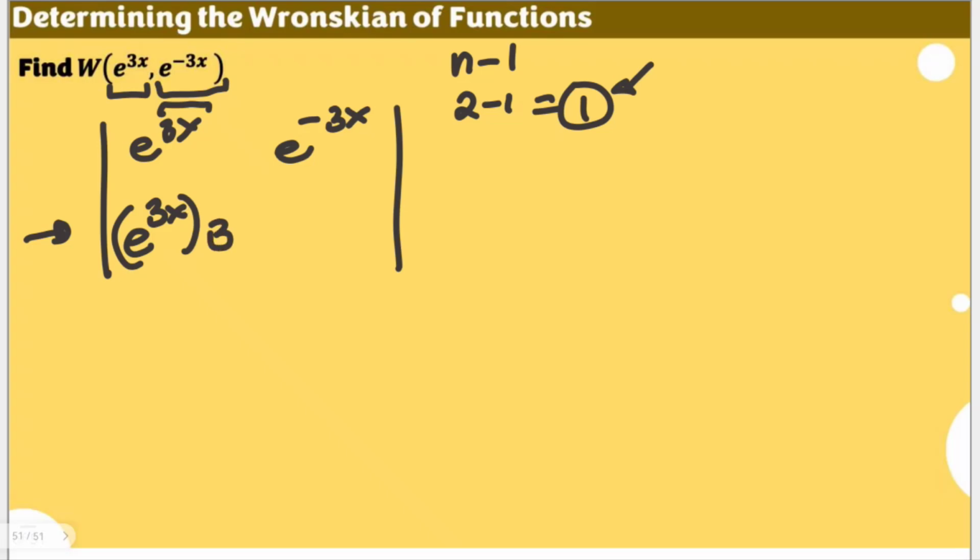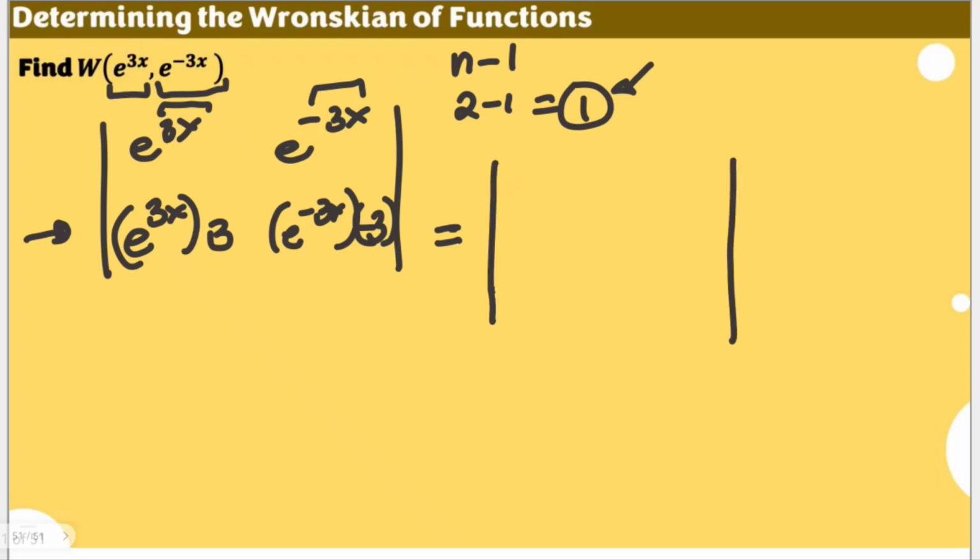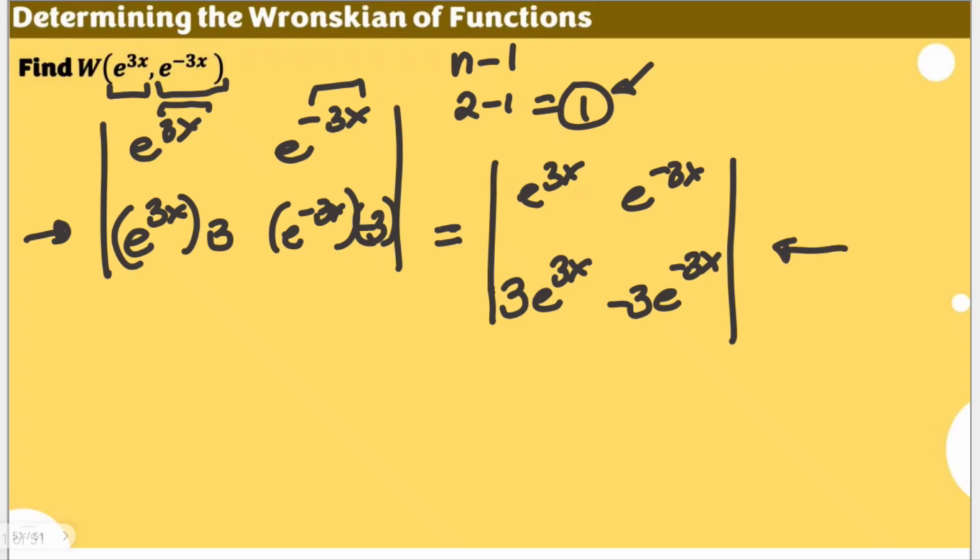Now, for the second column, it's e to the power of negative 3x, and the derivative of the exponent is just negative 3, or times negative 3. Hence, our matrix now, and it's a 2 by 2 matrix as mentioned because we can only get a determinant if we have a square matrix: e to the power of 3x, e to the power of negative 3x, then 3 e to the power of 3x, and negative 3 e to the power of negative 3x. This is our matrix, and the determinant of this is simply our Wronskian.